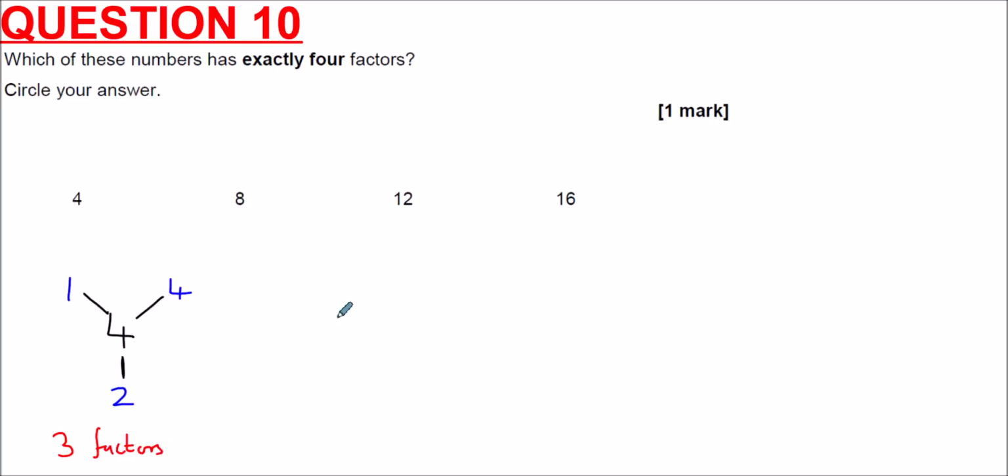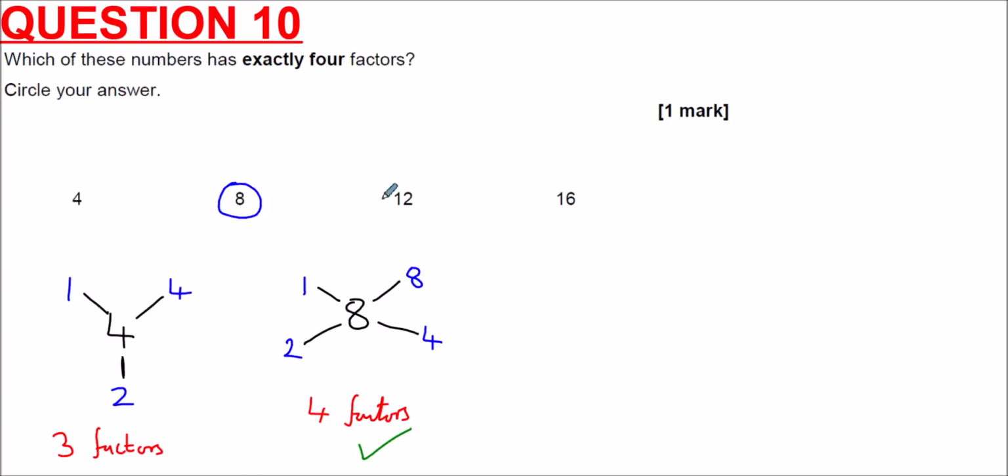So it's not 4. If we try 8, again 8 can be divided by itself, which gives 1, or 8 divided by 1 gives 8. And we can also divide 8 by 2. We can half 8, which gives us 4. And there's nothing else we can divide 8 by. So 8 does have 4 factors. Exactly. So 8 is the one we need to circle.